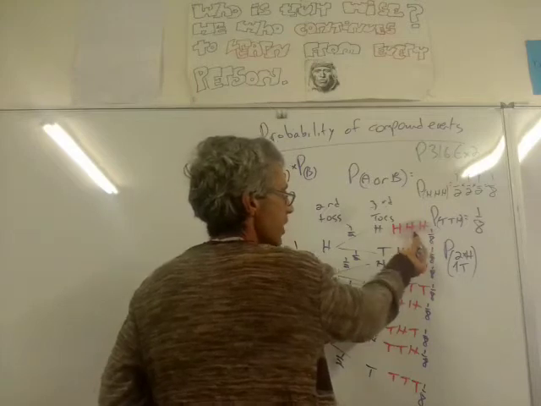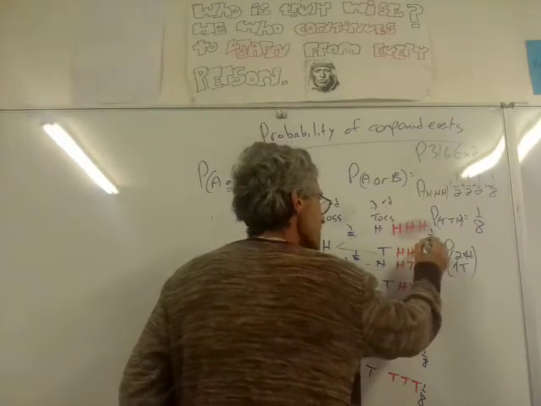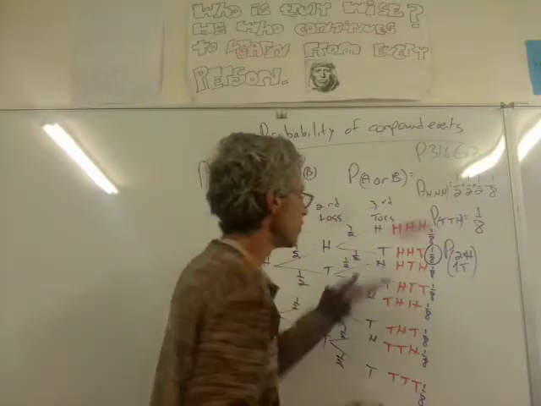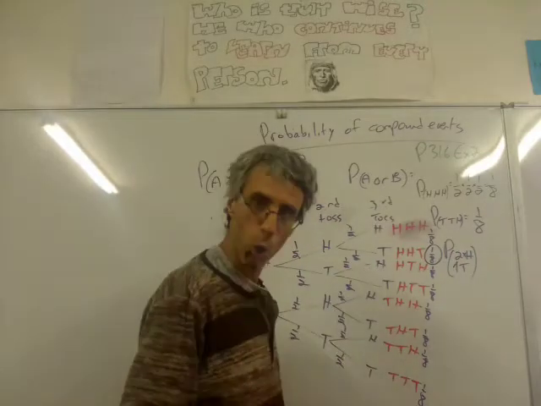2 heads and a tail. Does that work out? No, that's 3 heads. 2 heads and a tail. Yes, that's fine. So that's 1. 2 heads and a tail. Is head, tail, head also 2 heads and a tail?